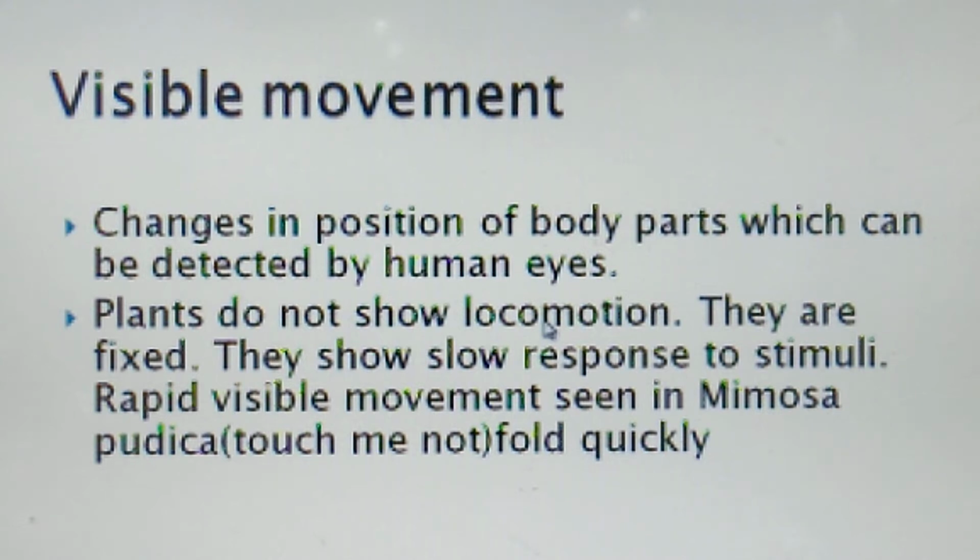Plants do not show locomotion, they are fixed. So the plants are fixed in one place and they show slow response to stimuli, because the plants respond to light, to water, to gravity, etc. Through this response, we can see movement in plants. Also, a rapid visible movement is seen in Mimosa pudica, commonly called touch-me-not. If you touch that plant, it will fold very quickly. It is also a visible movement.